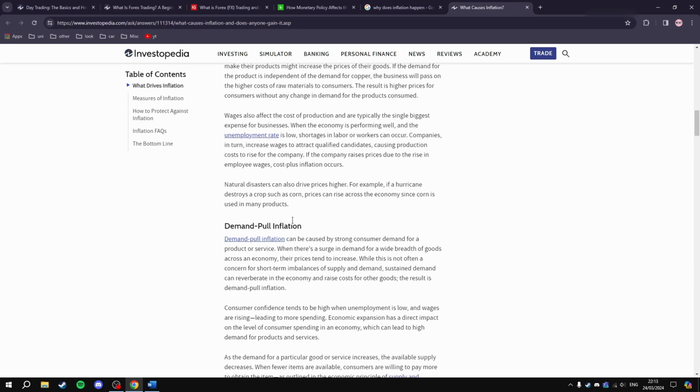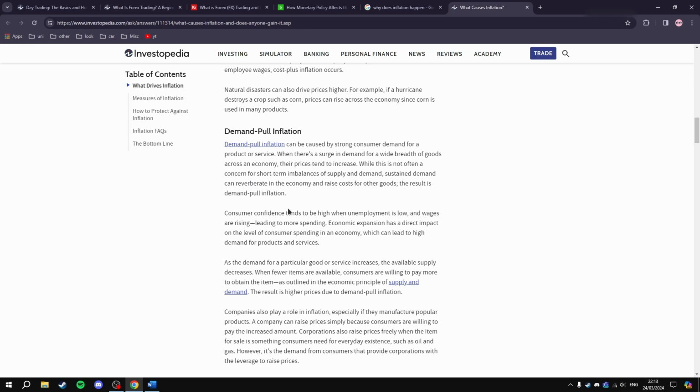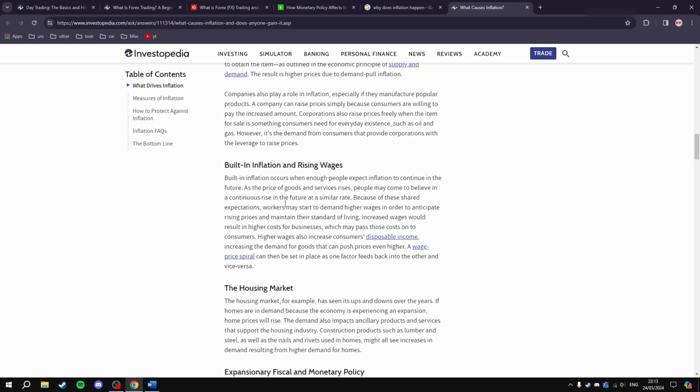Natural disasters, demand pull inflation. Built-in inflation and rising wages.